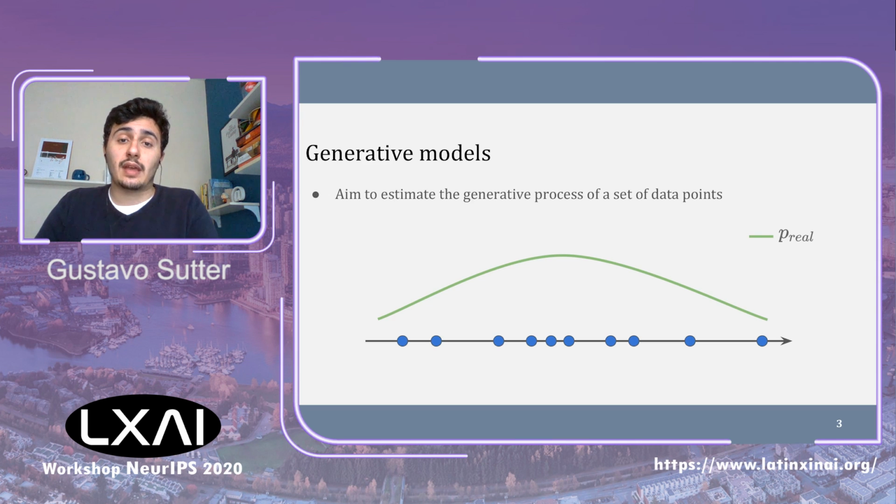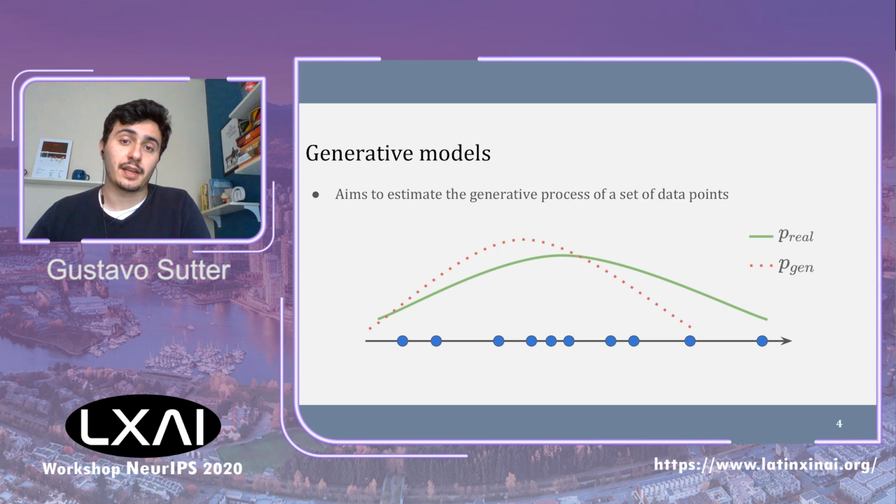So generative models aim to estimate the real distribution that generated a set of data points. Here we have these data points represented as blue dots, and they came from this distribution represented as this green curve. However, we only have access to the points, not to the distribution, so we try to estimate a distribution that might have generated those points. Here, in this example, which is one-dimensional, it can be easier. However, when you're dealing with high-dimensional spaces, such as images, for example, it's much harder to estimate this distribution.